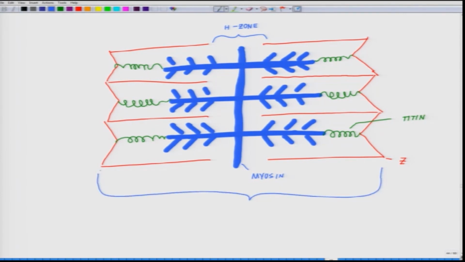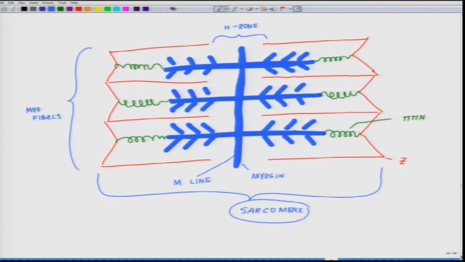has a name. This is called sarcomere. This one single unit is called a sarcomere. Then this, the myosin, this is called the M line. And the Z line I have already talked about, and these are the myofibrils.